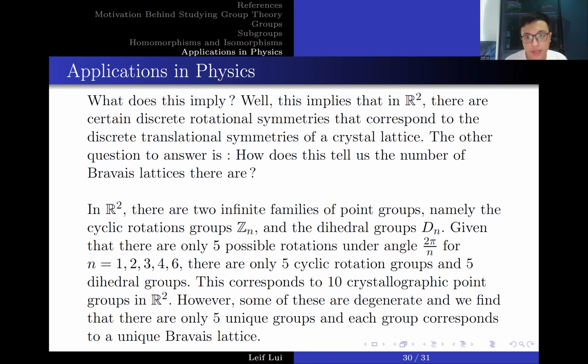Well, this implies that in R2, there are certain discrete rotational symmetries that correspond to a discrete translational symmetry of the crystal lattice. Well, the other question is, how does this tell us the number of Bravais lattices there are?